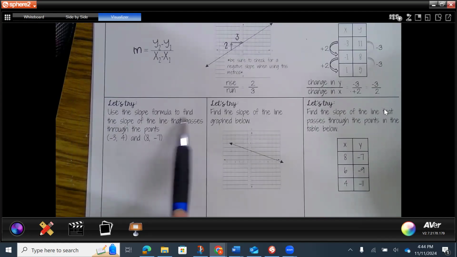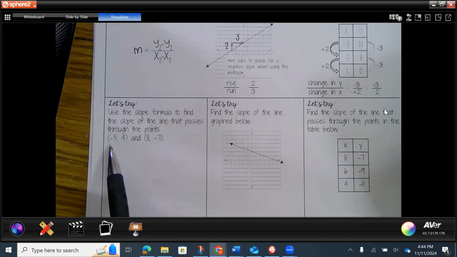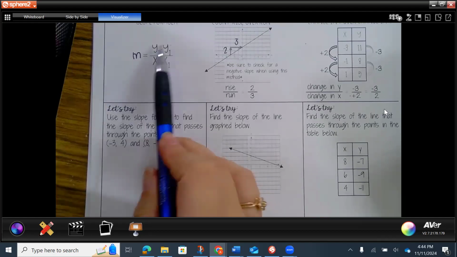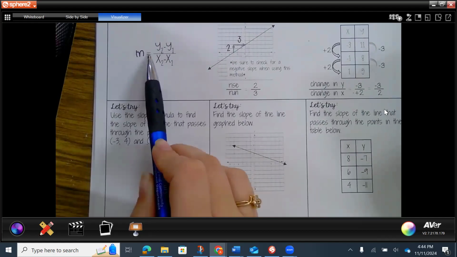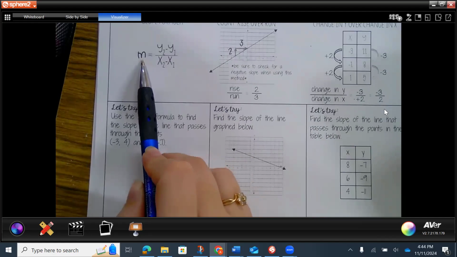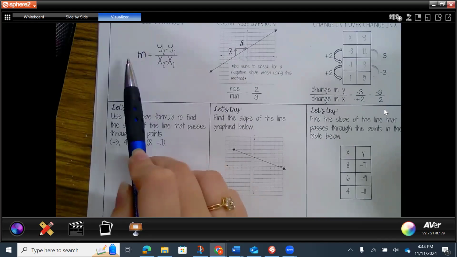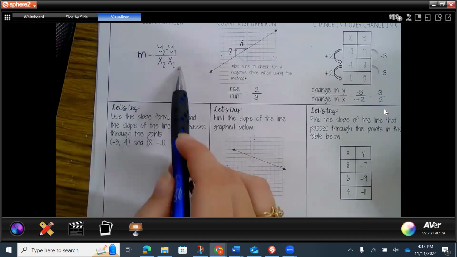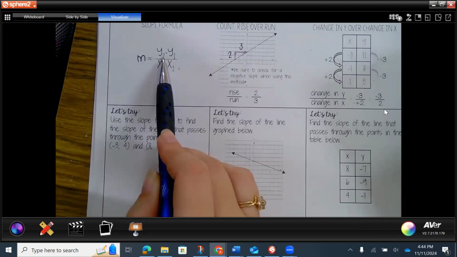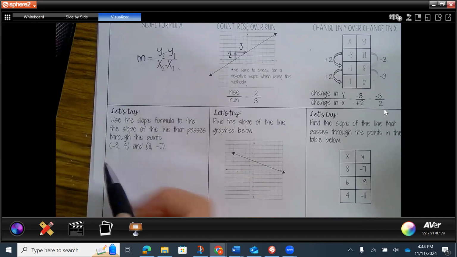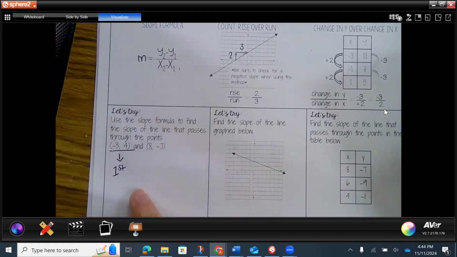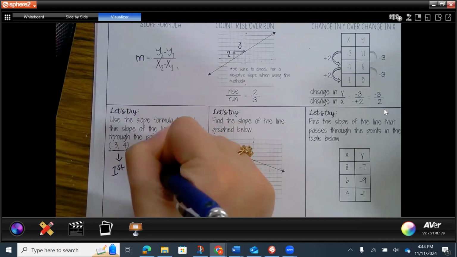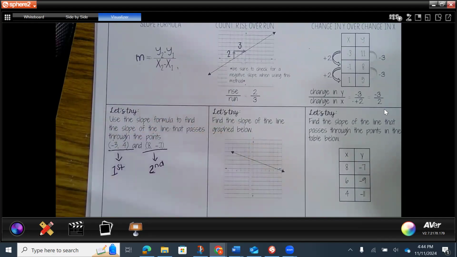Use the slope formula to find the slope of the line that passes through the points -3, 4 and 8, -7. So this slope formula here, the important part, first of all, M is another way of saying slope. We're going to talk more about that later on. But if it says M equals, it's saying the slope is equal to that number. So the slope formula is this part here. The little numbers are talking about the coordinates. So this here is my first coordinate. It's the first one that they gave me. This one is my second coordinate. It is the second coordinate that it gave me.